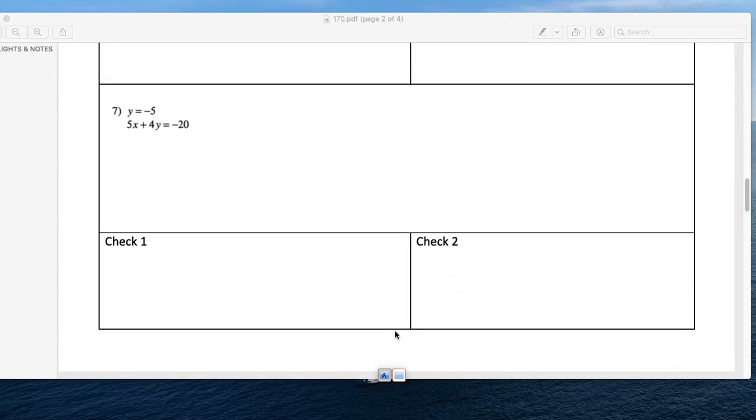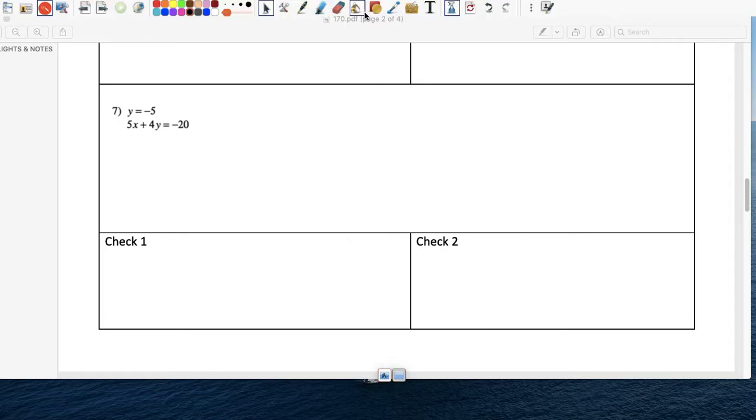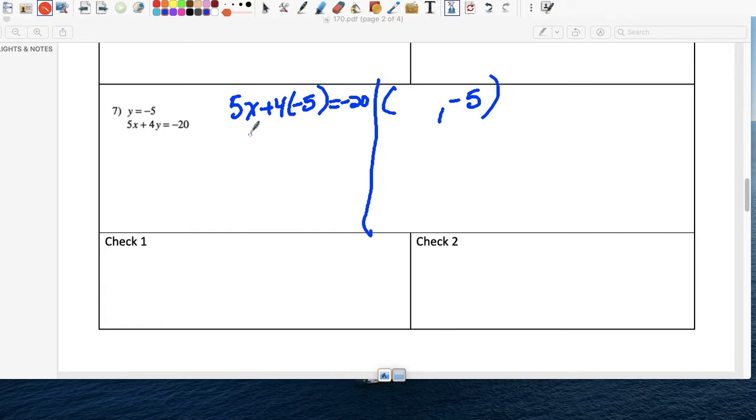Now 7 is nice and easy because they tell you what y is. So you already have half of your answer. You just got to find x. Why did I give you this problem? So let's replace. So 5x plus 4 times negative 5, right? I replaced it, equals negative 20. Put a line here. So 5x, that's negative 20, equals negative 20.